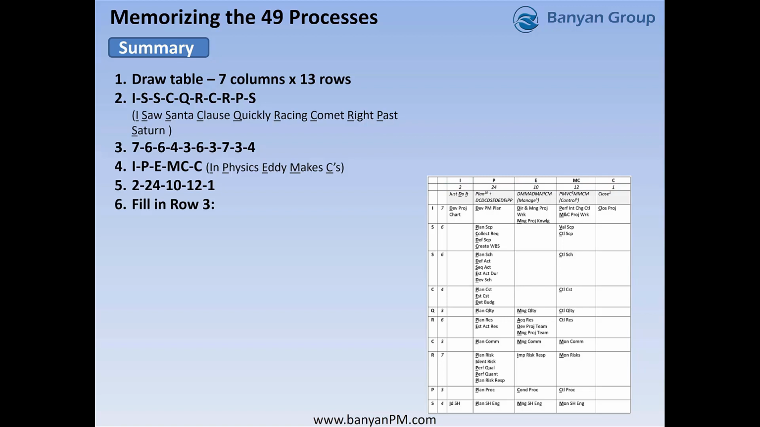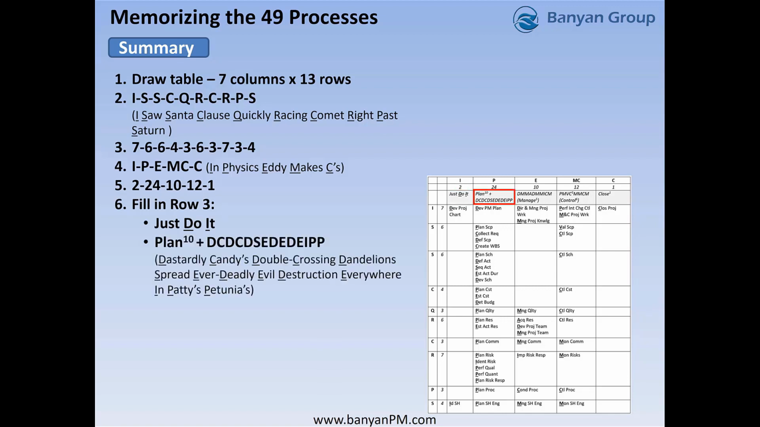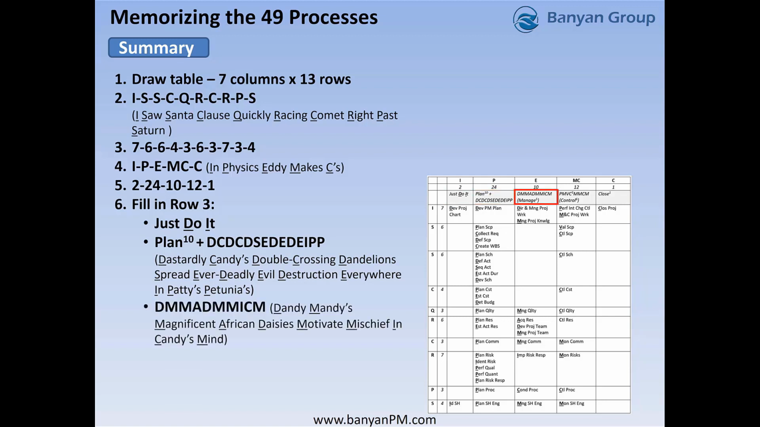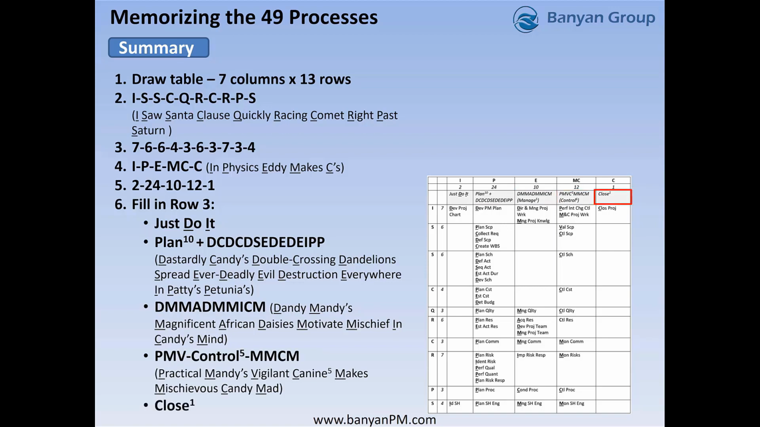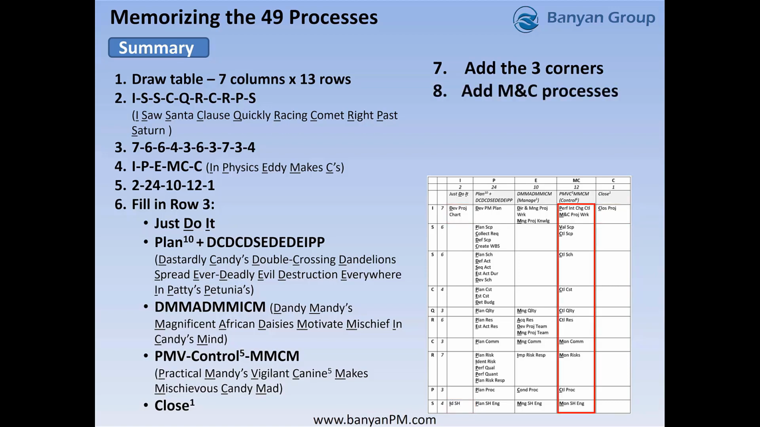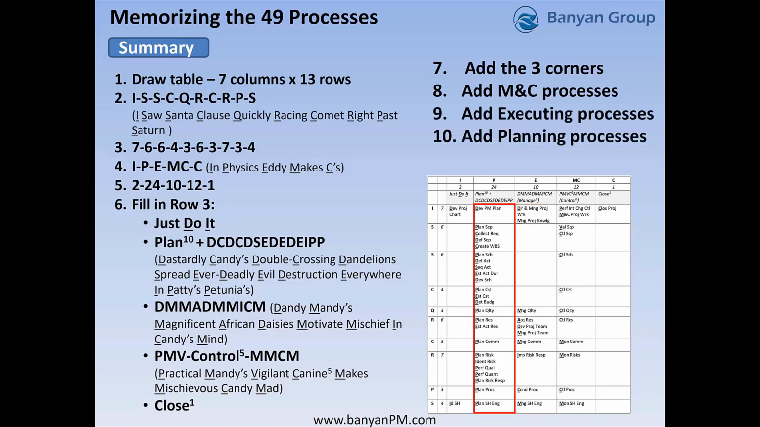Step 6. Now it's time to fill row 3. Write in the memory phrase for the initiating process group, the mnemonic for the planning process group, the mnemonic for the executing process group, the mnemonic for the monitoring and controlling process group, and the mnemonic for the closing process group. Step 7, add in the 3 corners. Step 8, add the monitoring and controlling processes. Step 9, add the executing processes. And Step 10, add the planning processes.